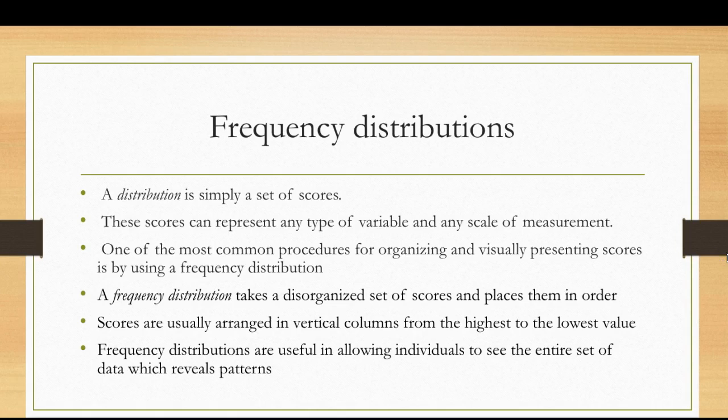Now let's talk about frequency distribution. A frequency distribution takes a disorganized set of scores and places them in order, usually in a table or graph, showing how many people obtained each of the scores. Scores are usually arranged in vertical columns from highest to lowest value, and each individual test is tallied and the frequency recorded. Frequency distributions are useful in allowing examiners to see A, the entire set of scores at a glance, B, whether scores are generally high or generally low, or whether scores are concentrated in one area or spread out. Frequency distributions are also useful in comparing one person's test scores to the entire group.